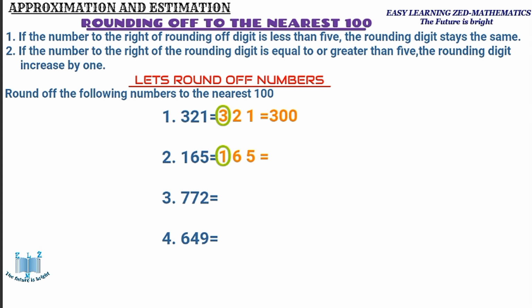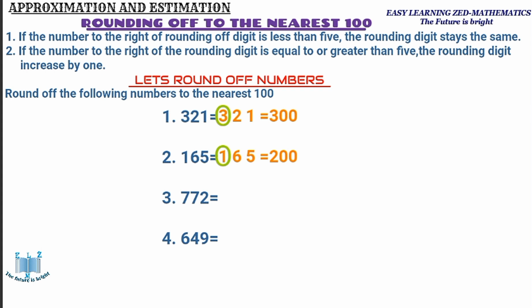That means since 6 is greater than 5, the rounding digit will increase by 1. We are going to add 1 to 1. So 1 plus 1 will give us 2. Then where there is 6, we will put 0, and where there is 5 also, we'll put 0. So rounding off 165 to the nearest hundreds will give us 200.